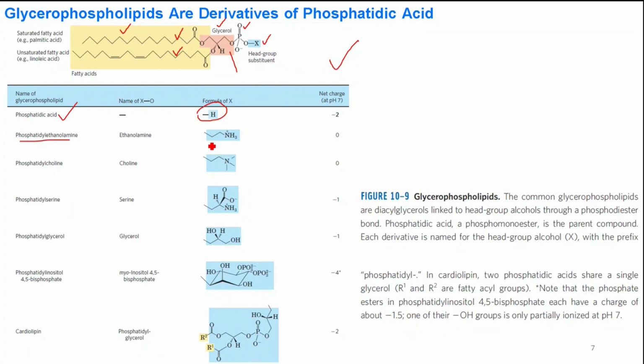If ethanolamine is attached in place of X, this is called phosphatidylethanolamine. If choline is attached, this is called phosphatidylcholine. If serine is present, this is phosphatidylserine. These are different phospholipids that are present in the lipid bilayer in the cell membrane. That's why I'm showing you the composition, the structure of those lipids.